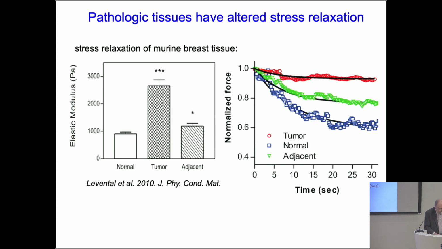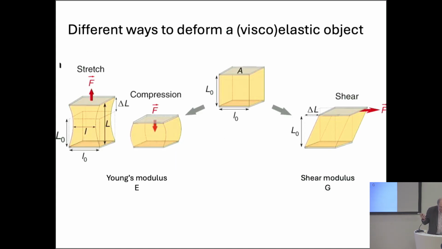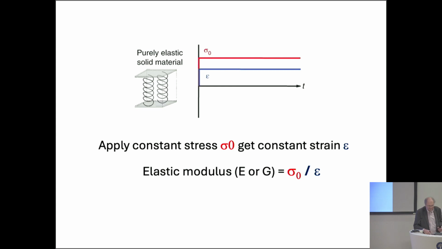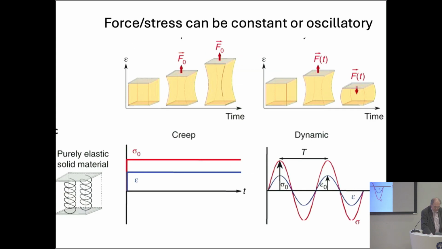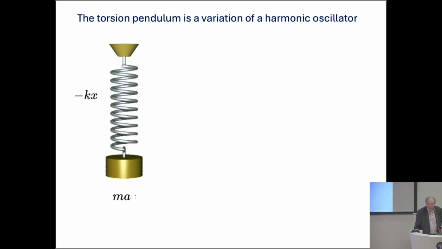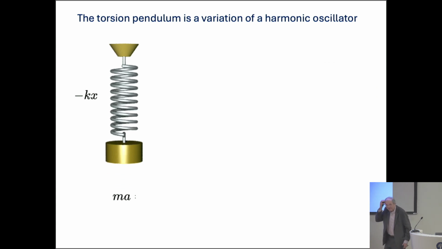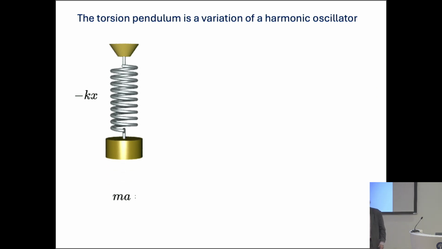All right, so let's try to measure this. I told you before, there are various ways to measure it. You can either push on a sample or deform it in shear. And what we're going to do with this torsion pendulum is deform things in shear. I'm just going to skip over this. I think you probably know this already. The principle of what we're going to do is based on the harmonic oscillator.